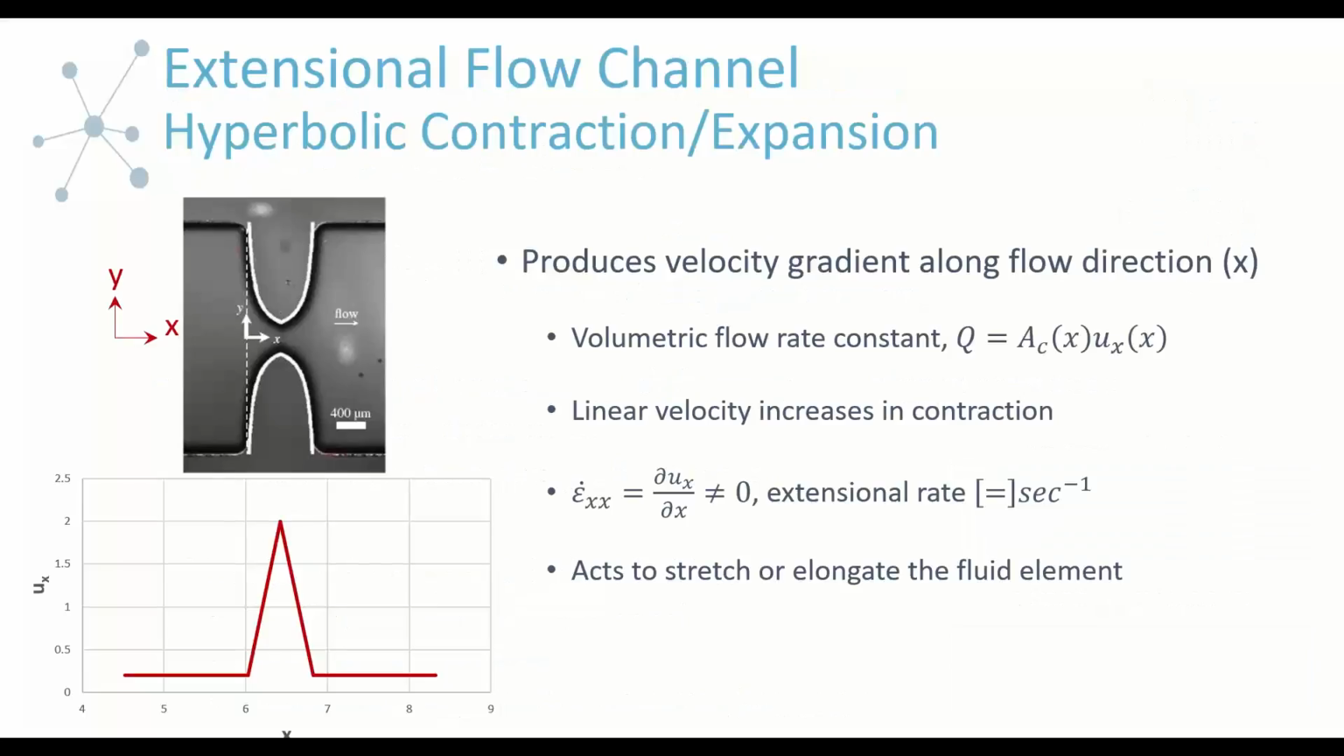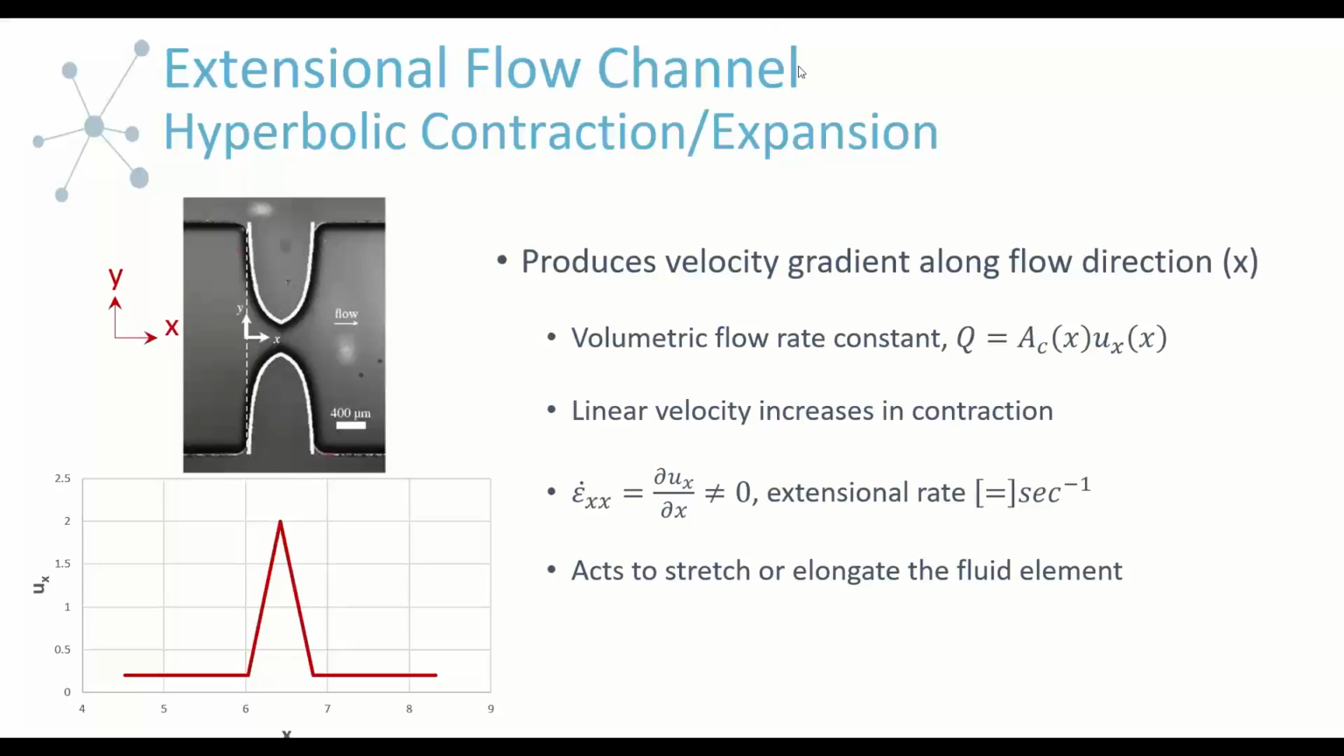Okay, so let's zoom in a bit and think about this hyperbolic contraction expansion that we introduce into the center of the flow channel. And why do we do this? Why does this change the deformation from some steady shear to what we're referring to as extensional or elongational? When we introduce this contraction, this is going to produce a velocity gradient that's parallel to the flow. So it's in the same direction as the flow field.